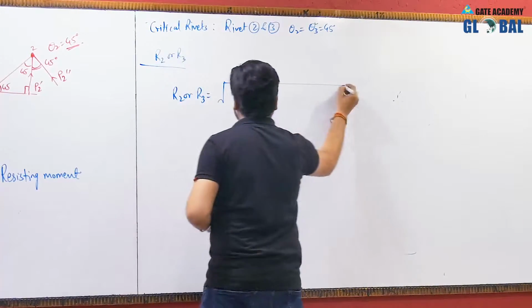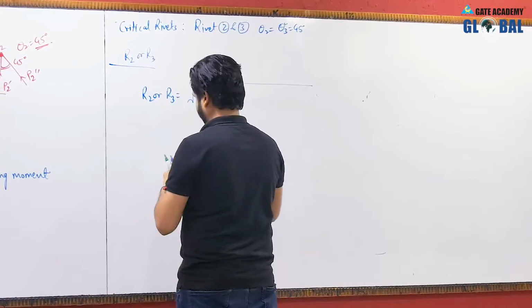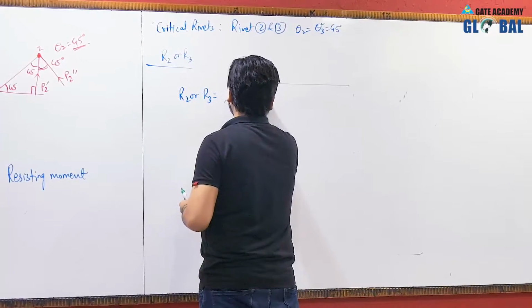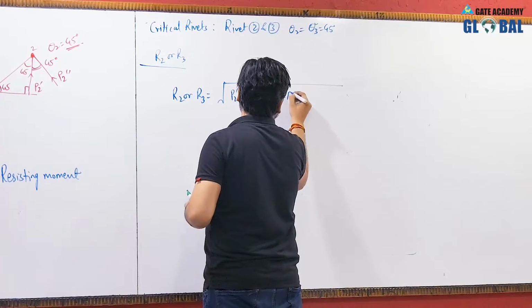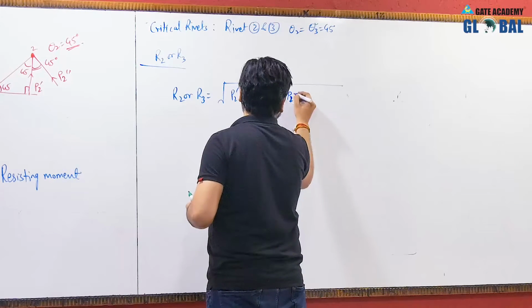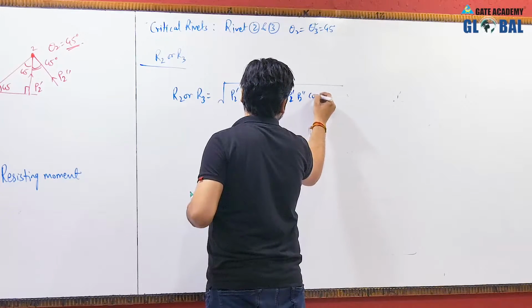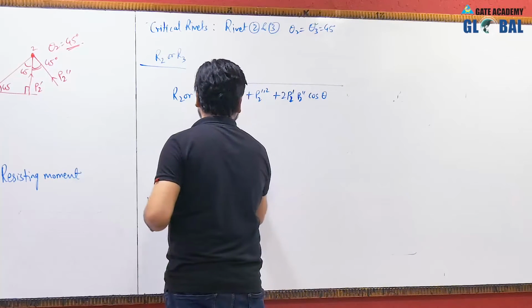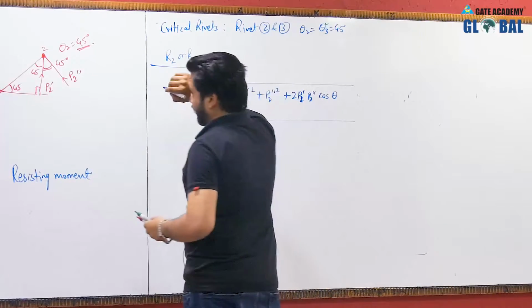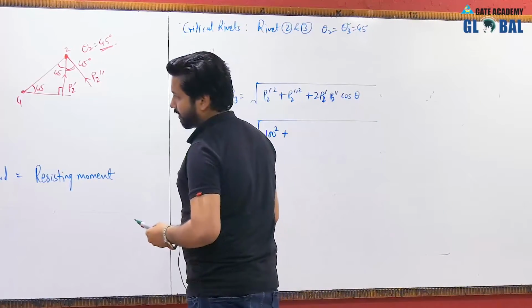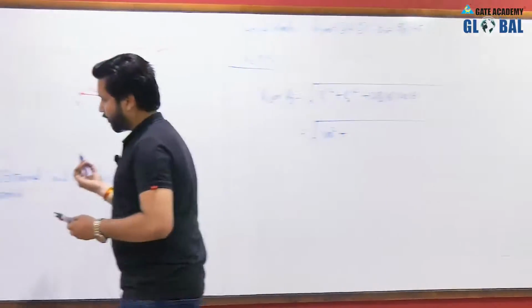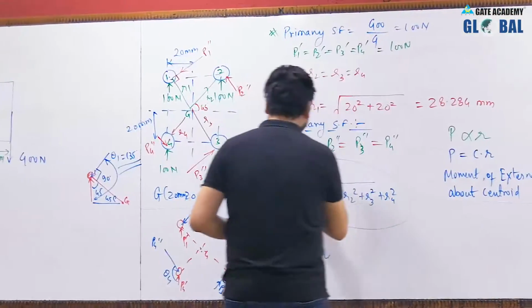R2 or R3 will be equal to root over P2 dash square plus P2 double dash square plus 2 P2 dash P2 double dash cos theta. So this will be P2 dash, that is 100, square plus P2 double dash. Let me calculate the value of P2 double dash. I have forgotten to calculate the value.